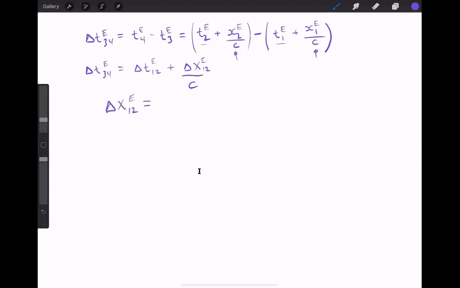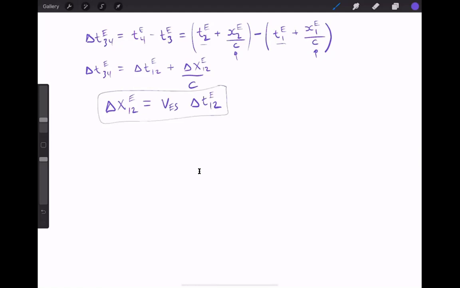This guy is moving with this speed times the time interval between those two events, which is this, right? So I can use this. So does this part make sense?